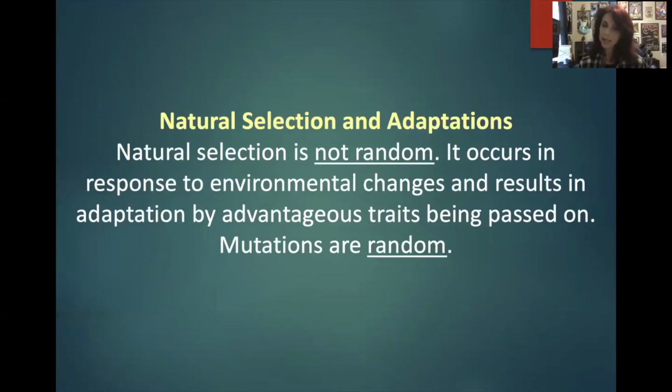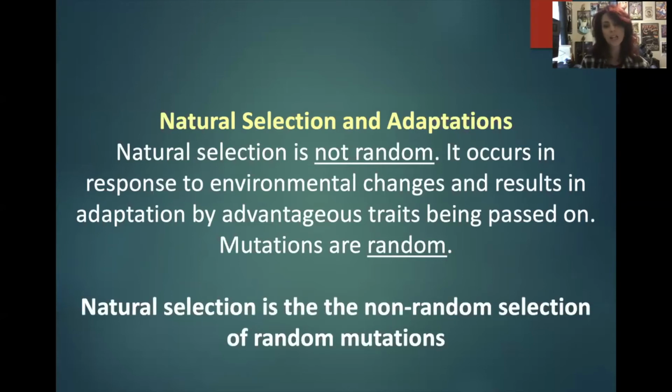Let's connect the two ideas, natural selection and adaptation. Natural selection, you have to understand, is not random. It occurs in response to environmental changes, and it results in adaptations by advantageous traits being passed on. Mutations are the random part in this entire story. So I like to say that natural selection is the non-random selection of random mutations.